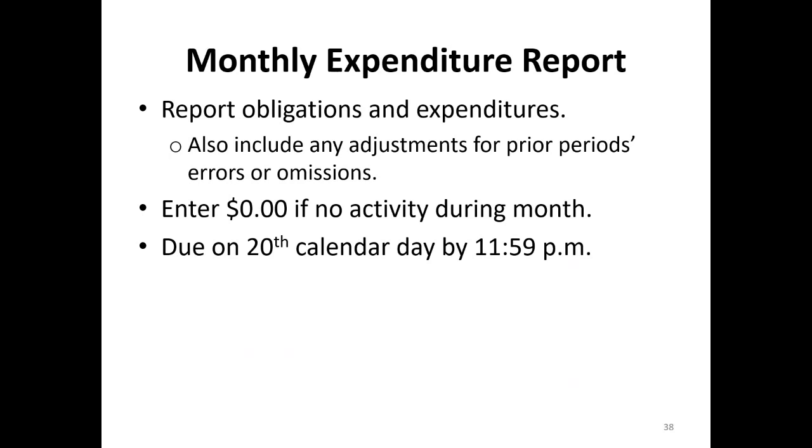So on a monthly basis, you'll be reporting your expenditures and obligations, and also you'll be reporting any adjustments that you may have related to a prior period, because as we had mentioned, once we post these reports to the system, they can no longer be changed, so you have to go in and make those adjustments in a current period such that your cumulative expenditures as of the end of the period are accurate. Also, enter zero if no activity. We've talked about that, and they're due on the 20th calendar day by 11:59 p.m. That's just a hard edit coded into the system.